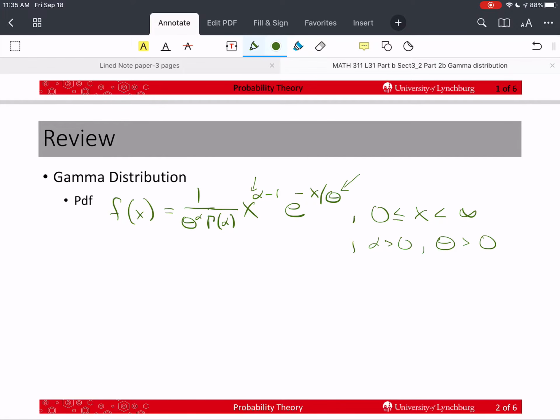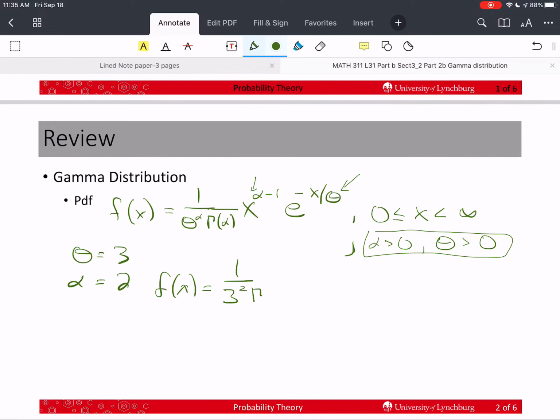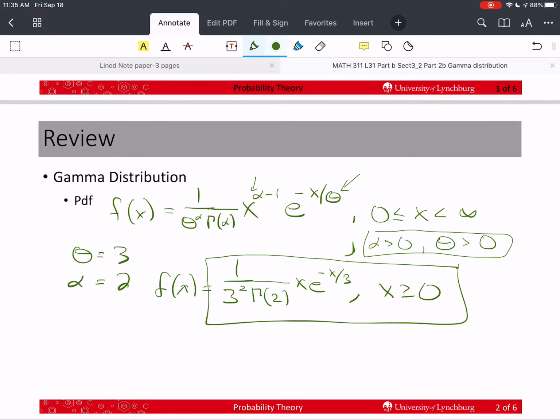As soon as we plug in a value for alpha and theta, we don't need to include this part because they won't show up in the equation, will they? There'll be a number there, and it'll be a positive number. So let's say that theta equals 3 and alpha equals 2, then f of x would equal 1 over 3 squared gamma of 2, and we'll talk about what that equals in a minute, and then x to the 2 minus 1, which would be 1, which is x, e to the negative x over 3, and then we'd say x is greater than or equal to 0. This would be my final PDF and how you should write it.